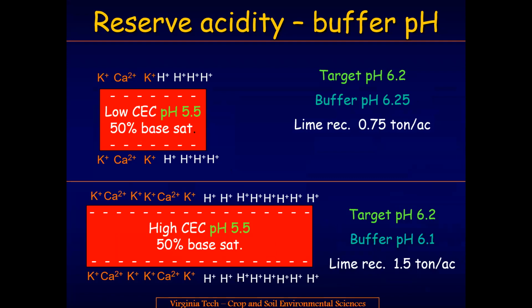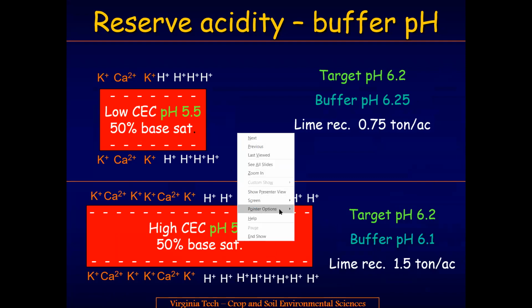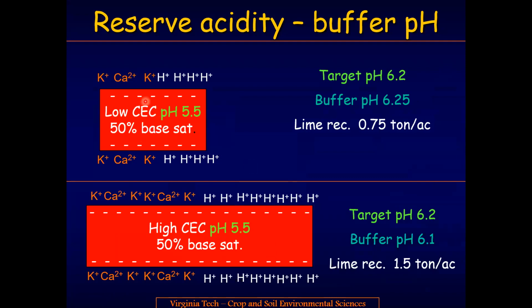So both of these red blocks represent soils. The top one is a low cation exchange capacity soil. The one at the bottom is a high cation exchange capacity soil. Let me see if I can put on a laser pointer. Okay, so this is a low cation exchange capacity soil. This one is a high cation exchange capacity soil. Each of these little dashed lines represents a negative charge.